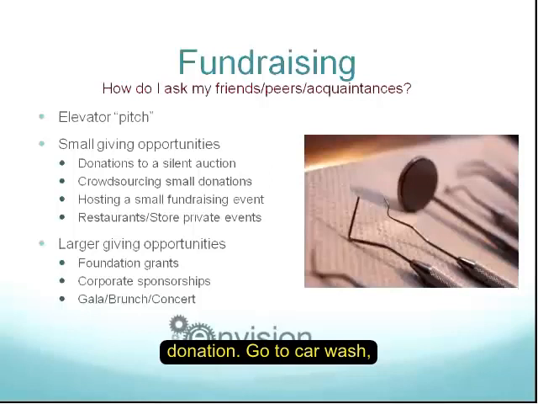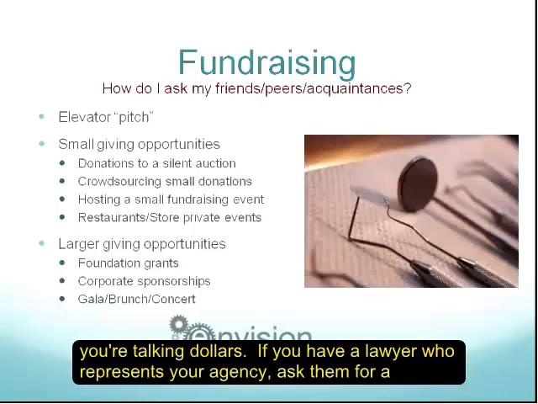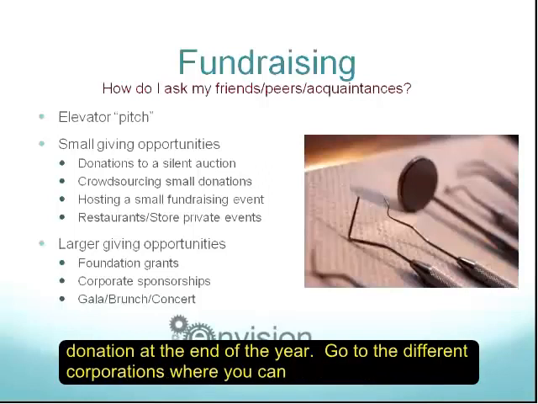Go to your car wash, go to your favorite restaurant, go to wherever it is that you generally spend money, and ask them for a donation. If it's a bank, you're talking dollars; if it's a car wash, you're talking a silent auction option. If you have a lawyer that represents your agency and you pay them on a monthly retainer, ask them for a donation at the end of the year.